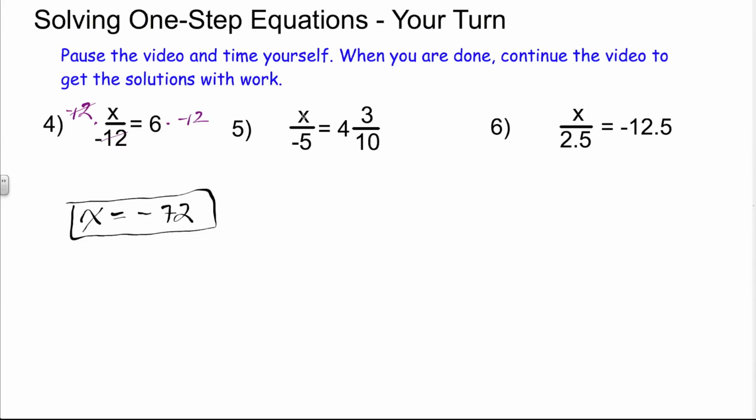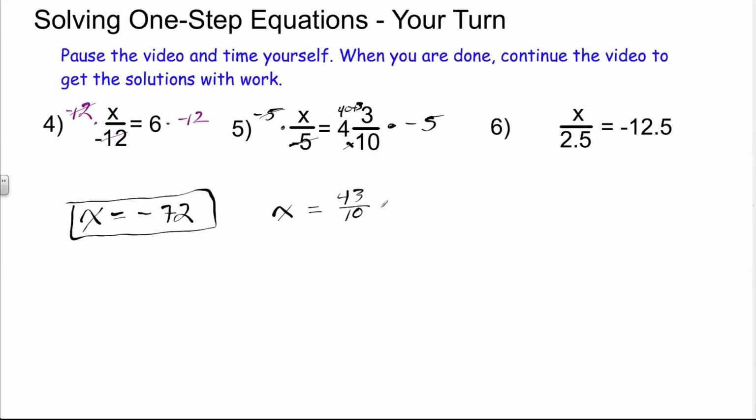Problem number 5 is x divided by negative 5 is equal to 4 3/10. To solve this problem, we're going to multiply each side by a negative 5. It's because we have x divided by negative 5 on the left-hand side. Now, on the left-hand side, the negative 5's cancel out, leaving us with x. On the right-hand side, to complete this computation, what we have to do is change this 4 3/10 into an improper fraction. 10 times 4 is 40, and then we go 40 plus 3 to give us 43.